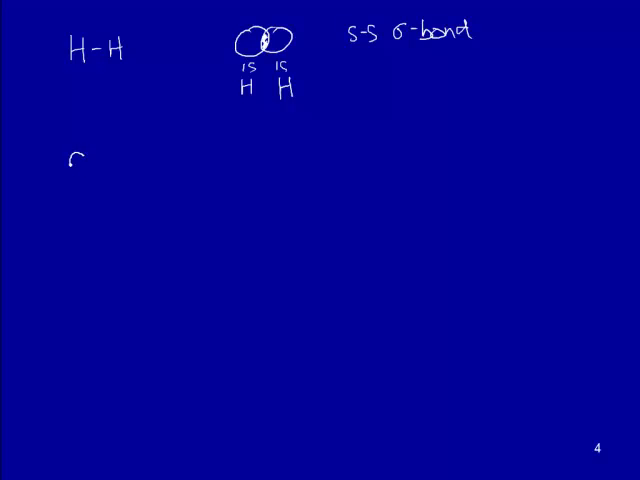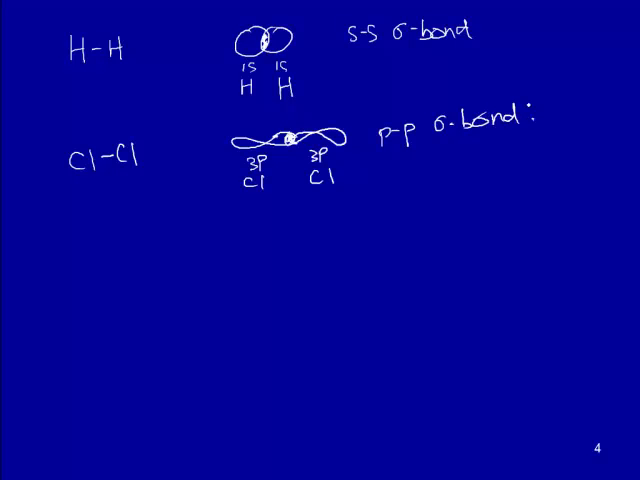Then we look at chlorine, and you will see the overlapping. This is a 3p orbital from one chlorine, and this is a 3p orbital from the other chlorine atom. So this will be a p-p sigma bond.